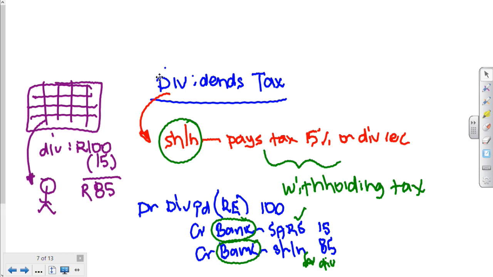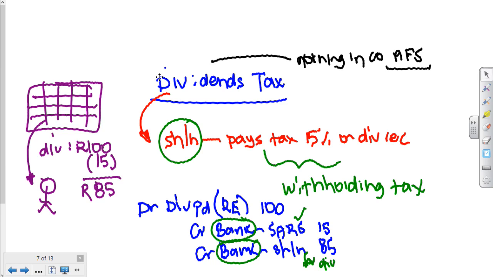So dividends tax is not an expense in the company. Do you agree? We will not ever see dividends tax in a tax note, in a tax expense, in a P&L, because dividends tax has got nothing to do with the company. Nothing in the company's AFS, annual financial statements, for this dividends tax. Because it is just a withholding tax.